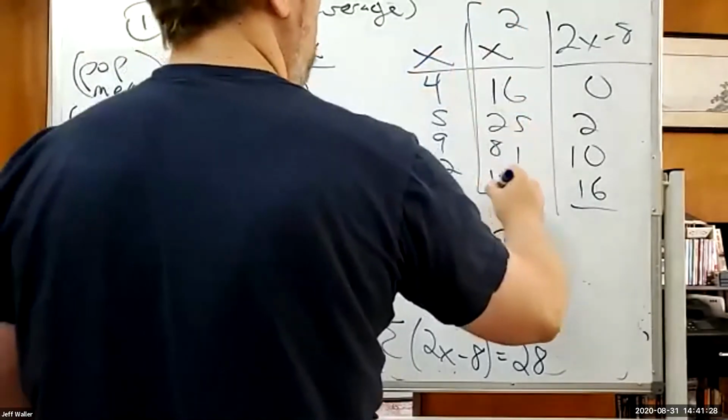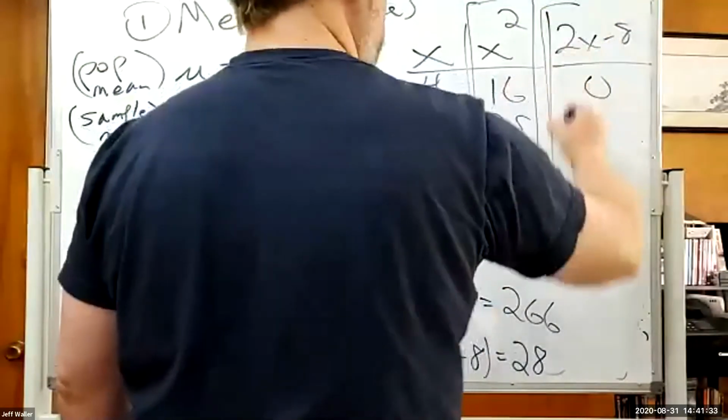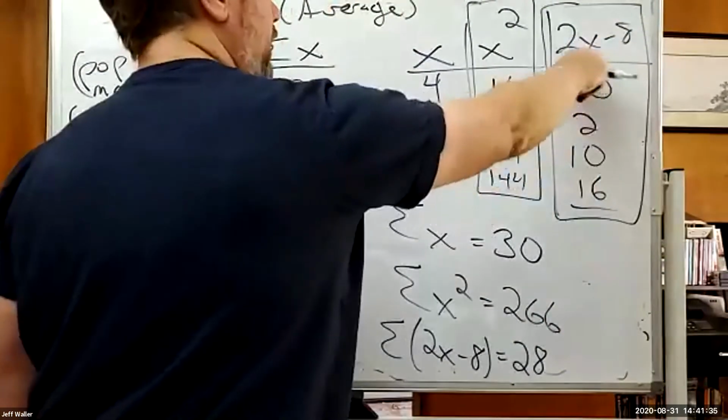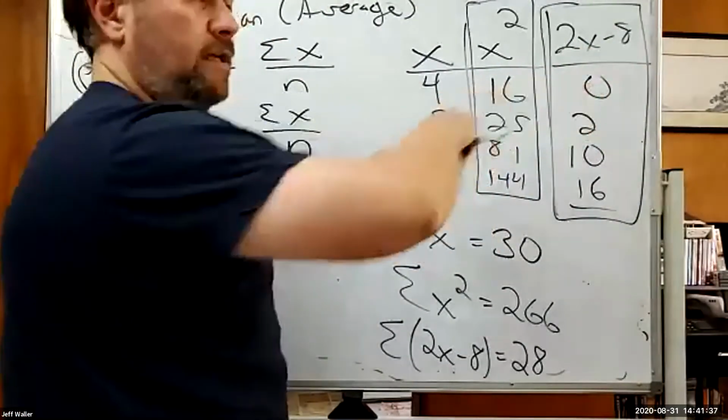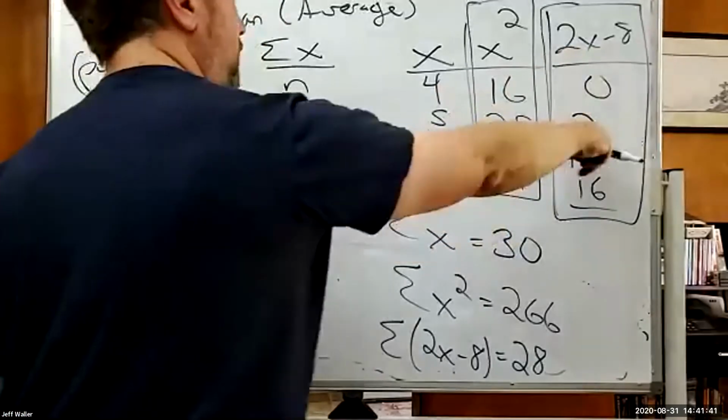On this chart, that's just squaring them. This is its own thing. You're cool with all these numbers, right? How do I create it? I double X, and then I subtract 8. So twice 4 is 8, minus 8 is 0. Twice 5 is 10, minus 8 is 2.